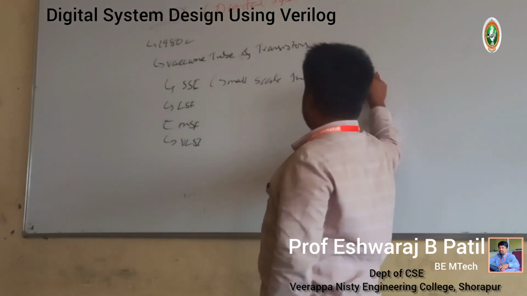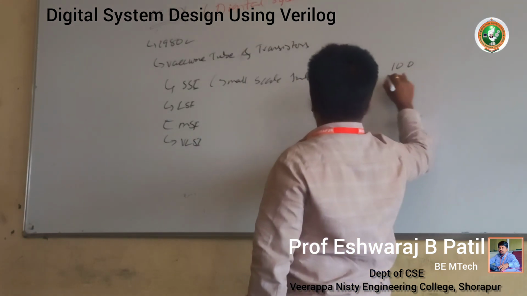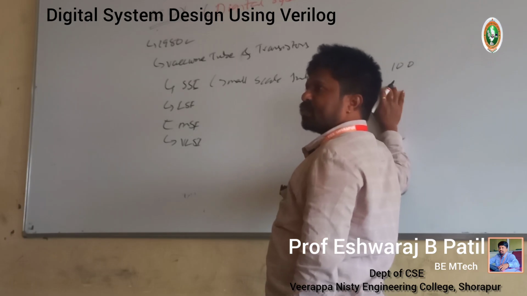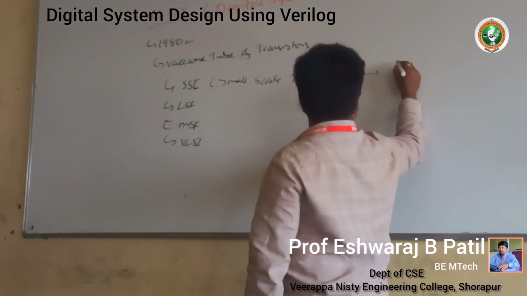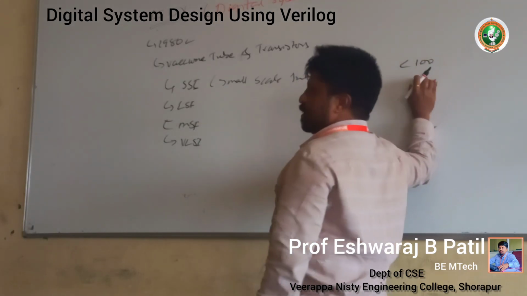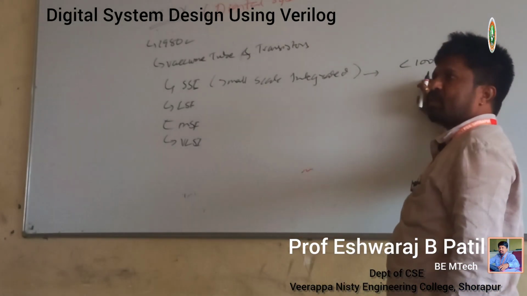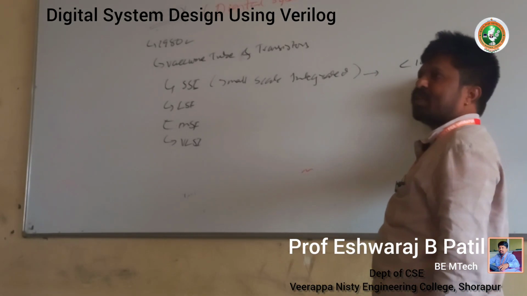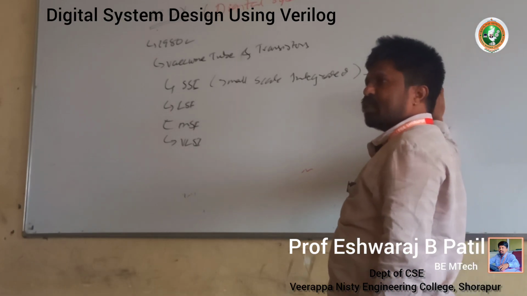Small scale integrated circuits: these are designed with less than a hundred types, a hundred designs. Less than a hundred transistors or vacuum tubes will be used. These ICs are designed with the help of fewer than a hundred transistors or vacuum tubes.